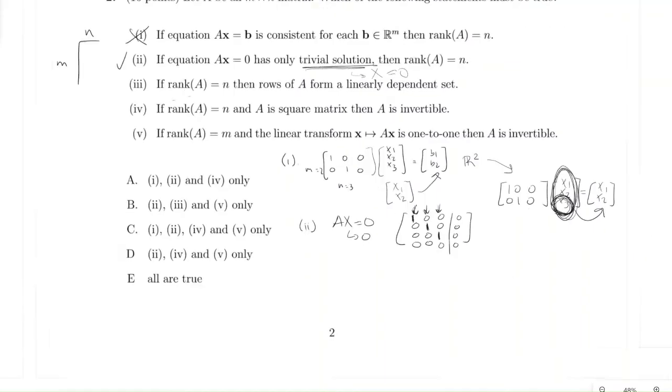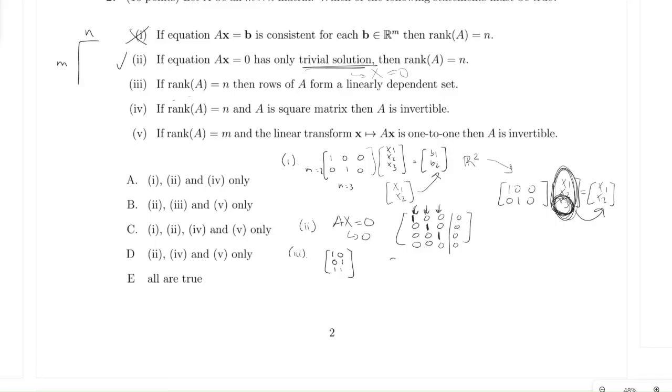So this is correct. Okay, for number 3, we have: if the rank of A is equal to n, then the rows of A form a linearly dependent set. Again, you can come up with examples for this situation. Obviously, there are different examples that do satisfy this. For example, something like [1, 0], [0, 1], [1, 1] does work, since the rank would be equal to 2. And remember, the rank is the number of non-zero rows in the row reduced echelon form. So this one would have rank 2, and the rows do form a linearly dependent set.